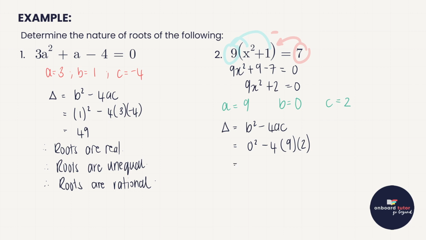0 minus 72. So now I run through my checklist. We start and we say either my discriminant is positive or negative. If it's a positive number, then I've got real roots. But in this case, it's a negative number, and so the roots are non-real.